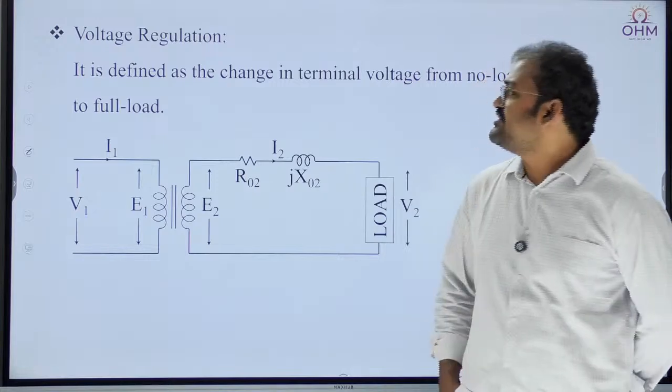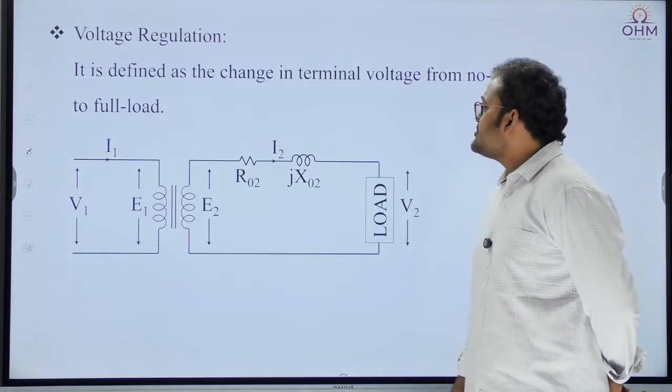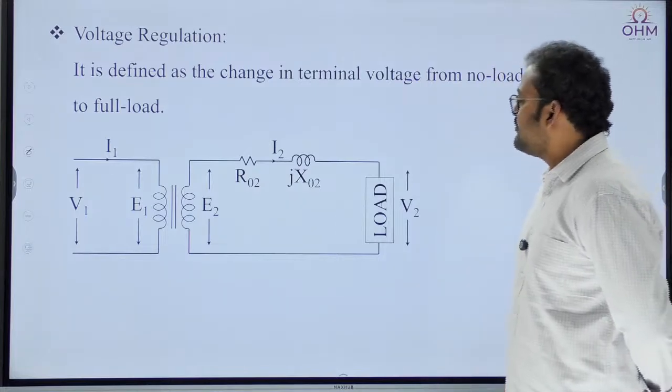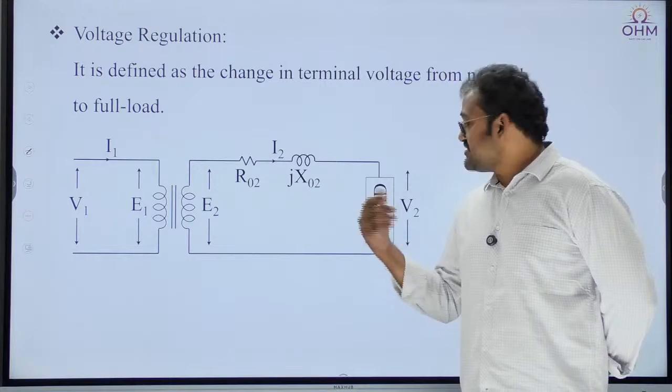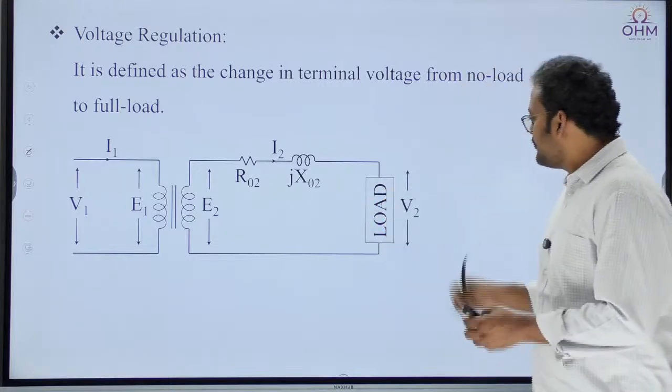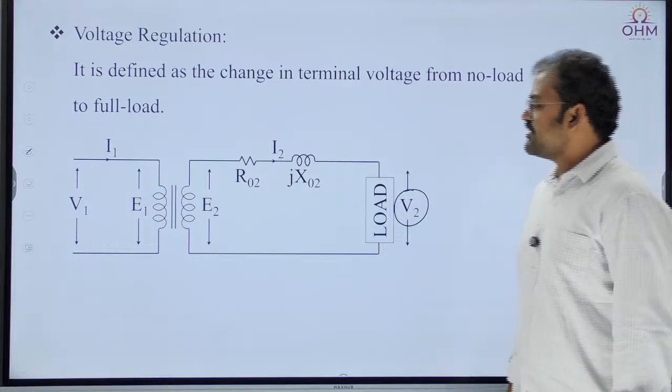First of all, what is the definition? Voltage regulation is defined as the change in terminal voltage from no load to full load. From no load to full load, what was the change in the terminal voltage? Terminal voltage means this V2. Okay, that is what we call voltage regulation.